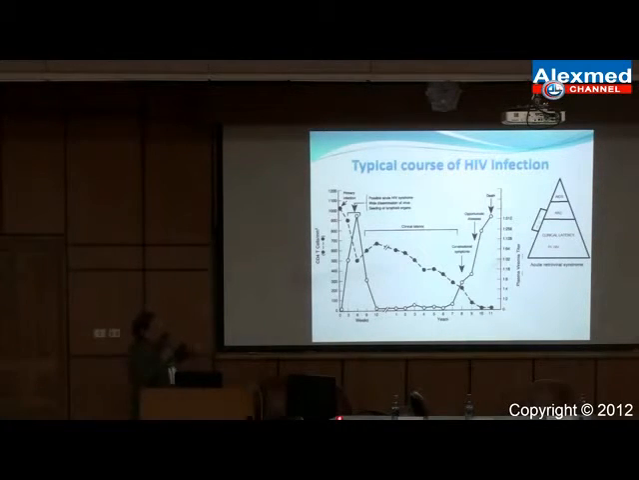After the immune response happens and the viral titer decreases, the patient enters the stage of clinical latency, or what we call people living with HIV. These are completely normal people, going and coming completely normal. They don't have symptoms, they don't have signs, they are just HIV positive.